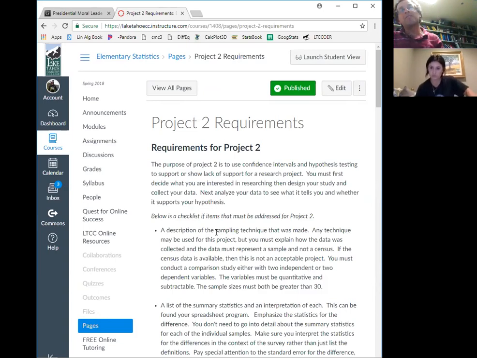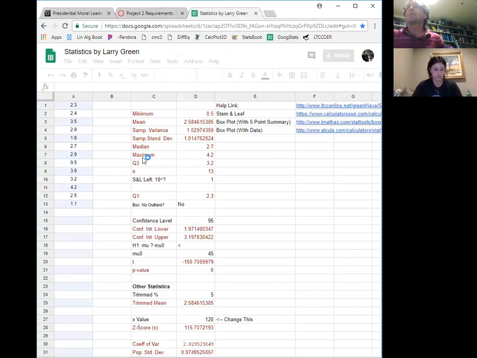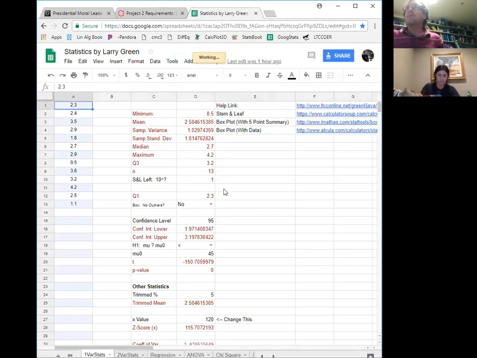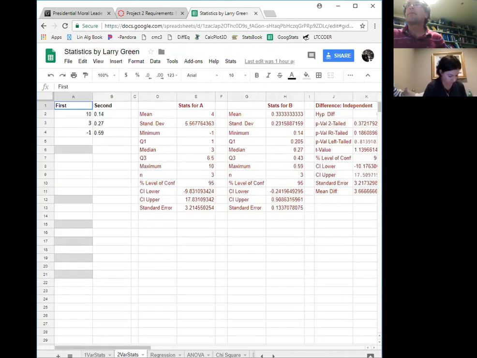Then the next step after doing that, you collect your data or find your data. So you either do a survey or go look up your data. Does that make sense? Okay, so after finding your data, then you go to the spreadsheet. Let me remind you. Here's the spreadsheet. What you're going to do is go to this TOVARE stats tab. You see that? And then you're going to type your data in. I called it first and second.